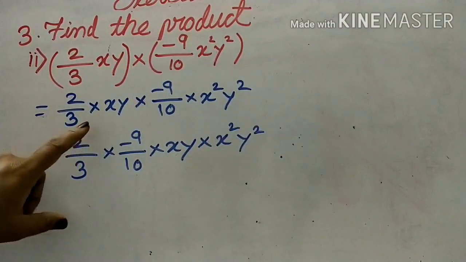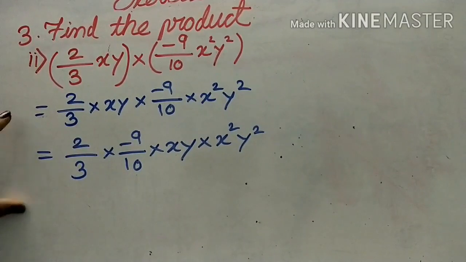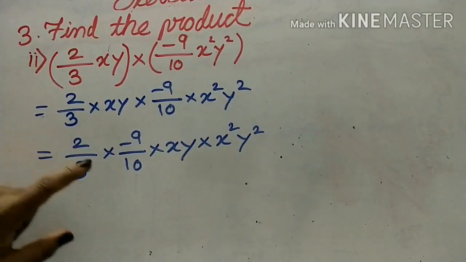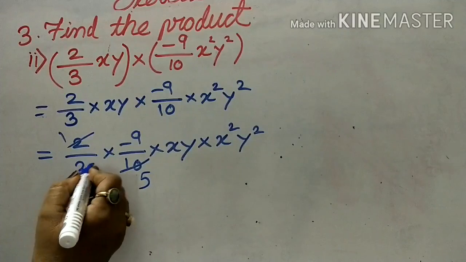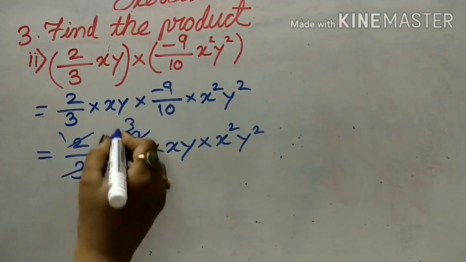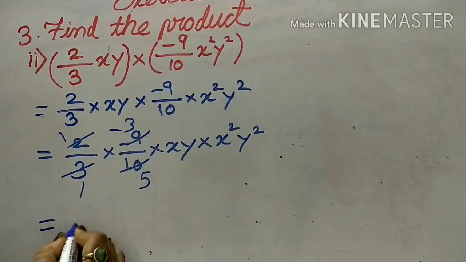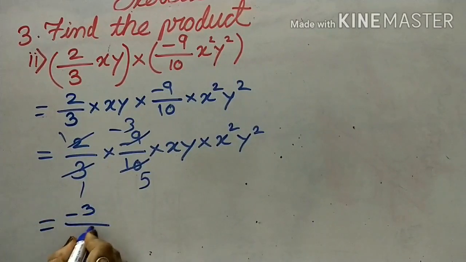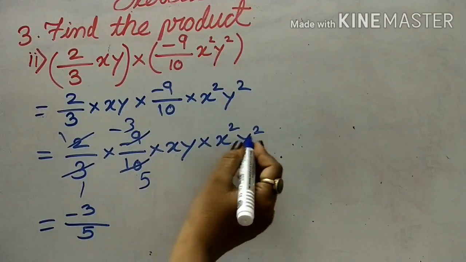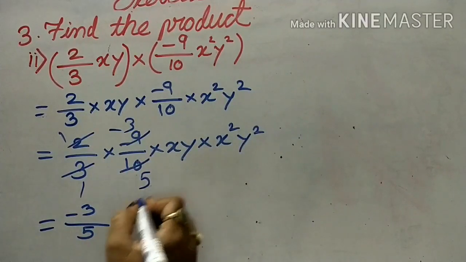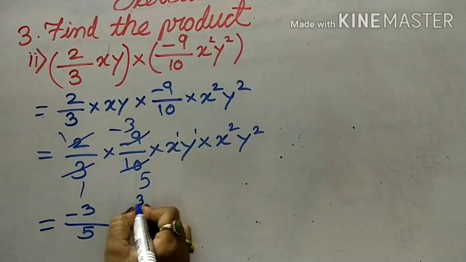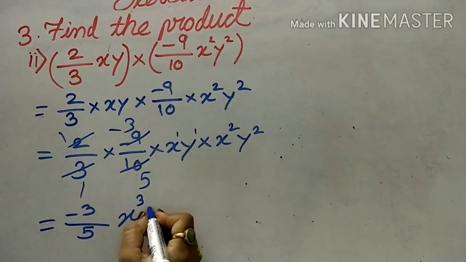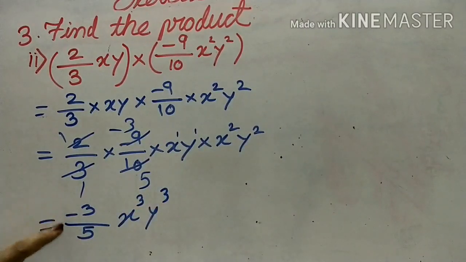Now here we have to see whether cancellation is possible. Yes, whenever you have to cancel numerator to denominator. 2 ones are 2, 2 5s are 10, 3 ones are 3, 3 3s are 9, minus 9. Therefore, the answer is minus 3 by 5. Now, xy into x square y square means x raised to, see here power is 1, here power is 1. If we add 1 plus 2, it becomes 3. Similarly, 1 plus 2, it becomes 3. So, the answer is minus 3 by 5, x raised to 3, y raised to 3.